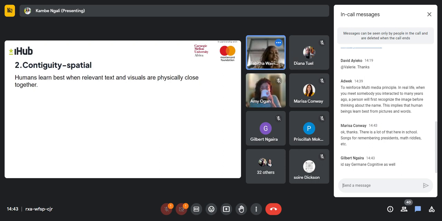Moving right along to contiguity, so spatial. It says humans learn best when relevant text and visuals are physically close together. So again, I'll go to someone who's doing content. That was Loho, so this one will do virtual lessons. Someone explain this to us and then give us an example of how this plays out in your product.